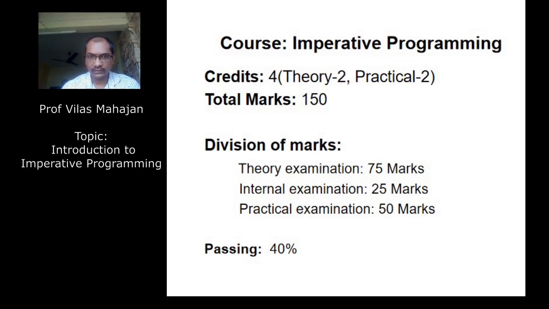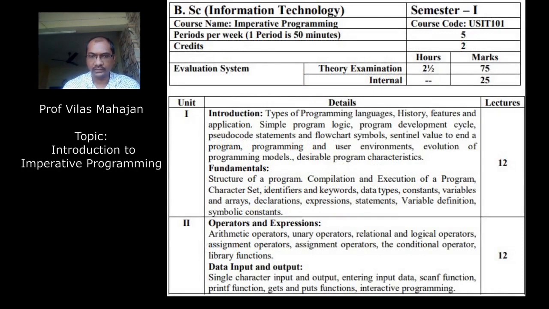Let me introduce you to the syllabus of this subject. The syllabus is divided into 5 units. If you see here, course name is imperative programming, course code is USIT 101. Total periods per week, 5 periods will be there. Credits 2. See, 2 credits are there here, 2 for theory and 2 credits will go for practical.